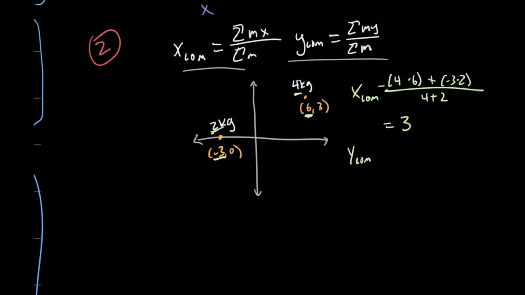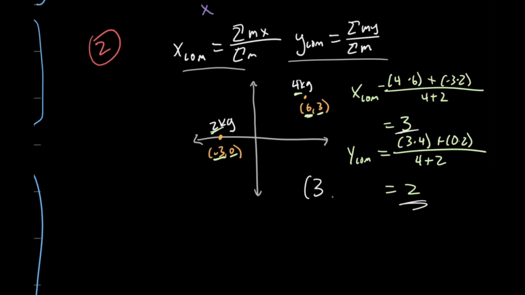Now our sum in the y direction is going to be 3 times 4 plus 0 times 2 over, again, 4 plus 2, which is going to give us 2. So using this x coordinate and this y coordinate, we can see that the center of mass of our system is at (3, 2). Using our 3 over here and our 2 over here, the center of mass is at x equals 3 and y equals 2.